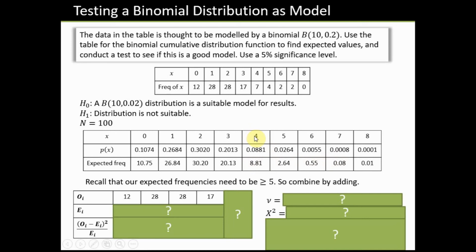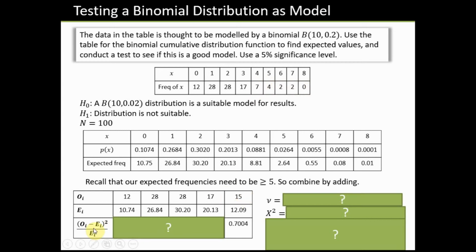Alright, so we're now going to have a new table with x values of 0, 1, 2, 3 and then 4 and above. So our expected values are going to be the 10.75 there, what's corrected here, 10.74, 26.84, 30.2, 20.13, and then to get the last one we're going to add all of these together. So our last column will have an expected value of 12.09. The observeds are just straight from here, so 12, 28, 28, 17, and then combining these 5, it comes out to be 15.